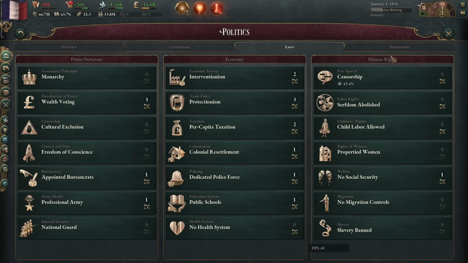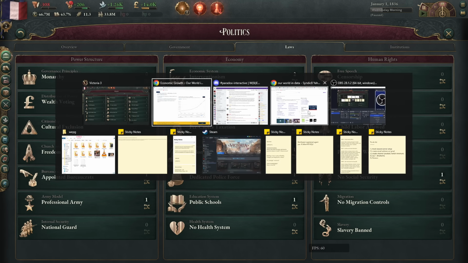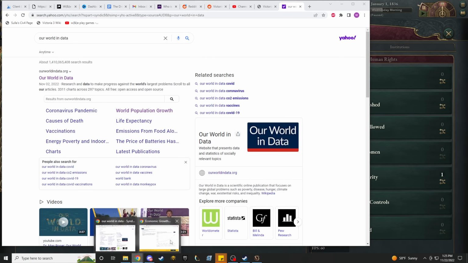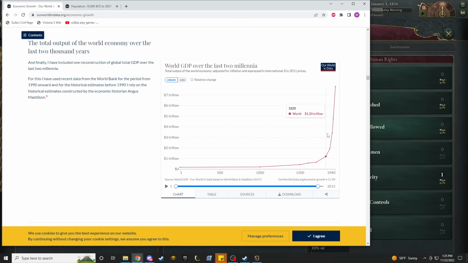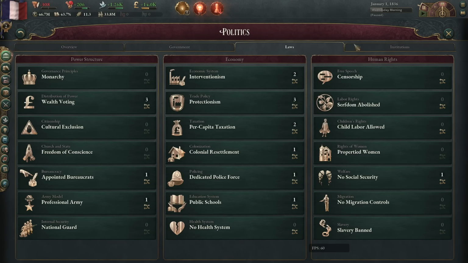And remember, line go up, right? The Our World in Data line does not lie. You need this. You need this. If you don't get this, then what are you doing? Get line go up. And the way to get line go up is to get rid of landowner laws.